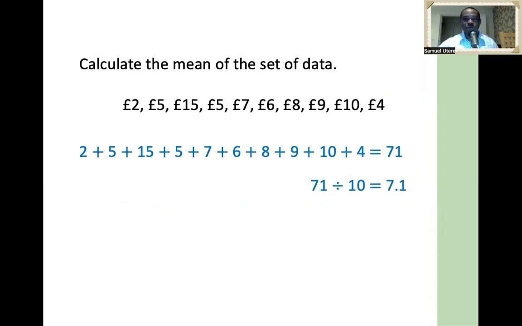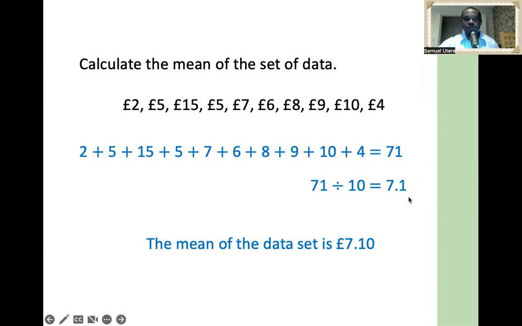So 71 divided by 10 is 7.1. So the mean of the data is 7.1, or £7.10. It's important you write your answer in the format that you were given. Here we were given currency, so when you write currency, the decimal amount must be in 2 decimal places.